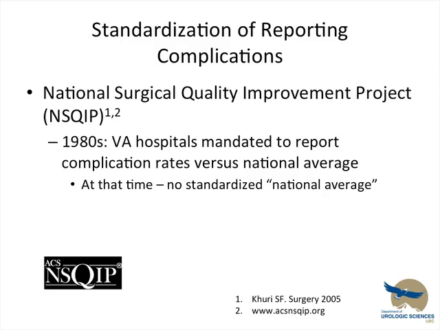It was so commonly talked about in the media that Congress got involved, and they actually passed a law stating that the VA hospitals had to report their surgical outcomes in comparison to national averages. The problem was in the late 1980s there were no national averages, and there was no way of standardizing this data analysis. So out of that grew the NSQIP. It allowed a risk-adjusted manner of comparing odds, expected versus observed complication rates.